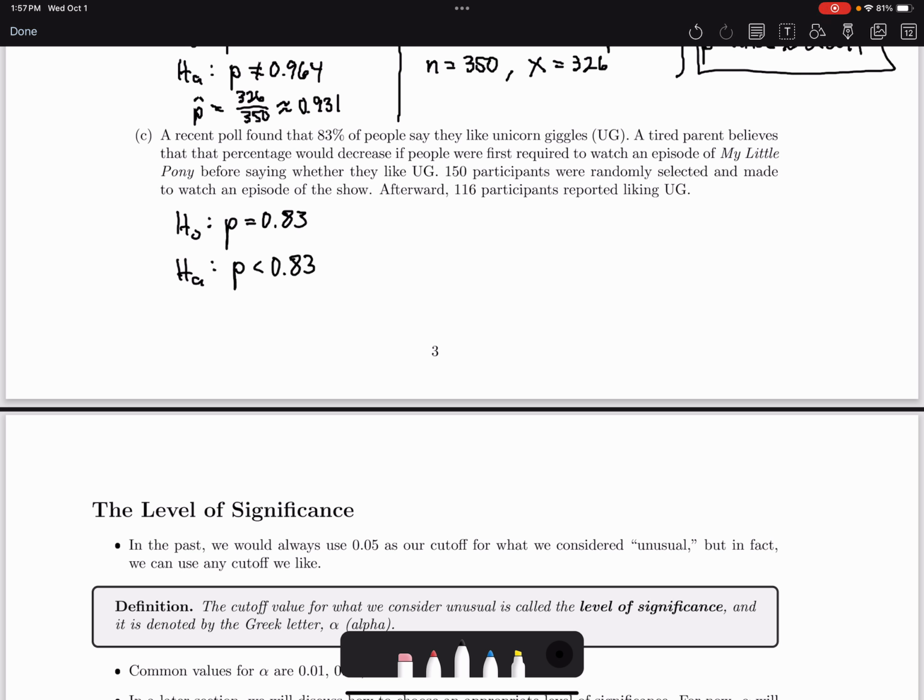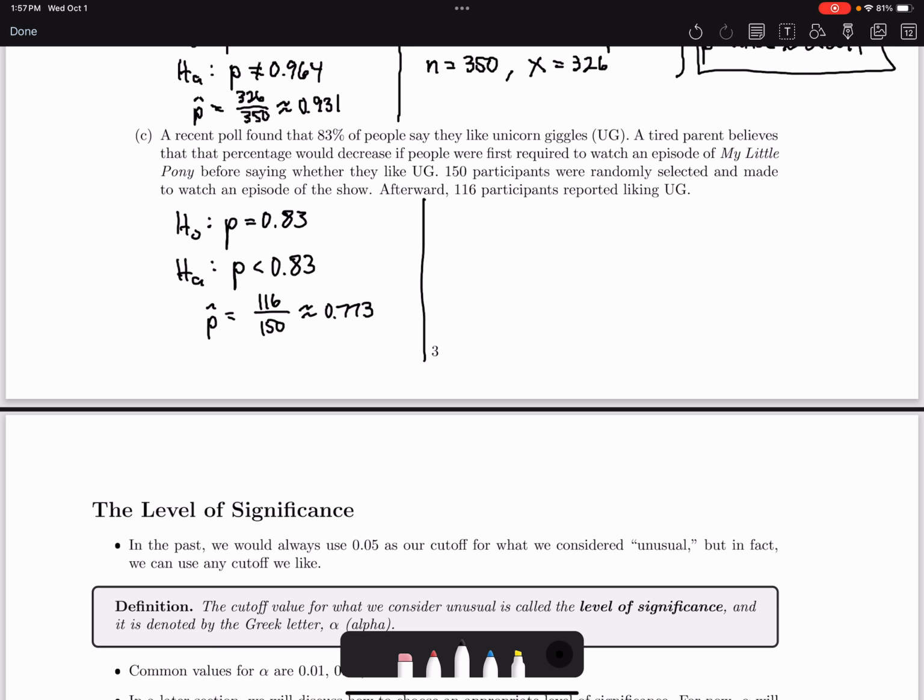And what evidence do we have to say that there was really a significant decrease? Well, out of the 150 people, 116 of them said they liked unicorn giggles, and 116 out of 150 is only about 0.773. Okay, so this time there's almost a 6% decrease, right? A 6% decrease. So it seems like probably that would be somewhat unusual, but there's only one way to know, and that is to actually compute the p-value.